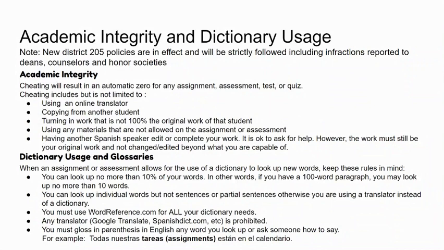An online translator would be something like Google Translate. On some assignments, students will be able to use an online dictionary. I am going to insist that all students use wordreference.com as their online dictionary. But if a student chooses to do that, they are never allowed to look up more than 10% of the words, and they must gloss the words that they look up.